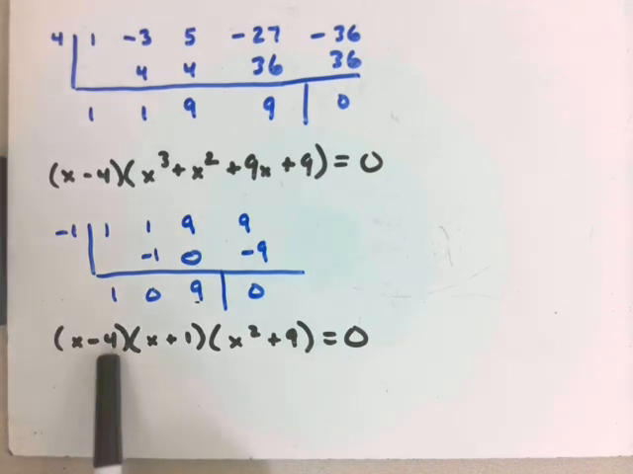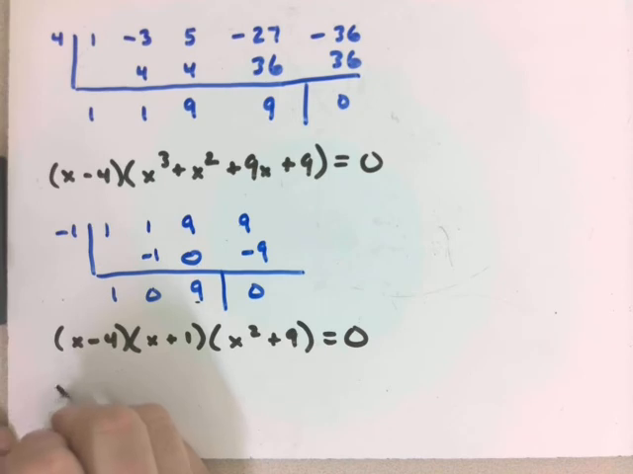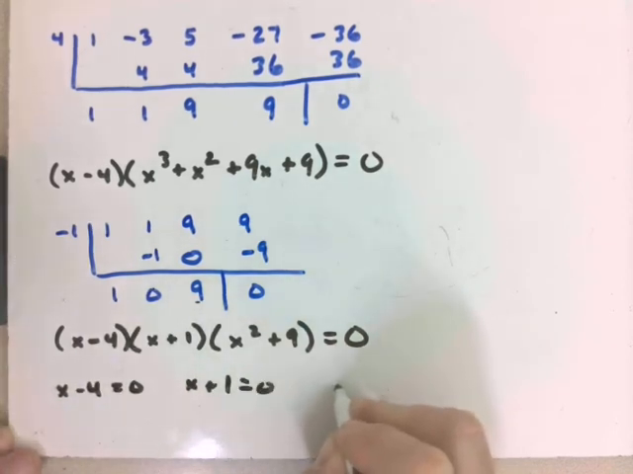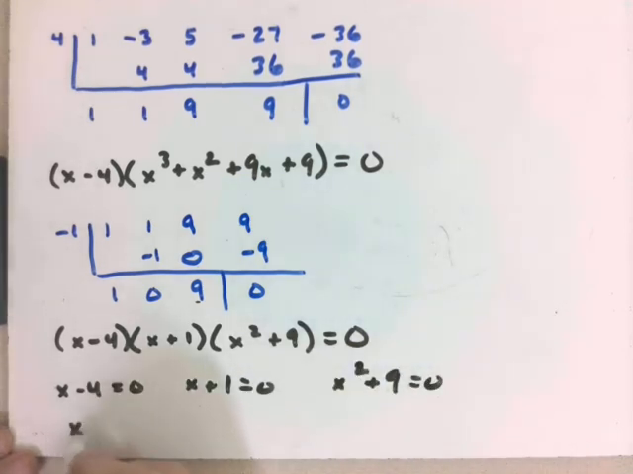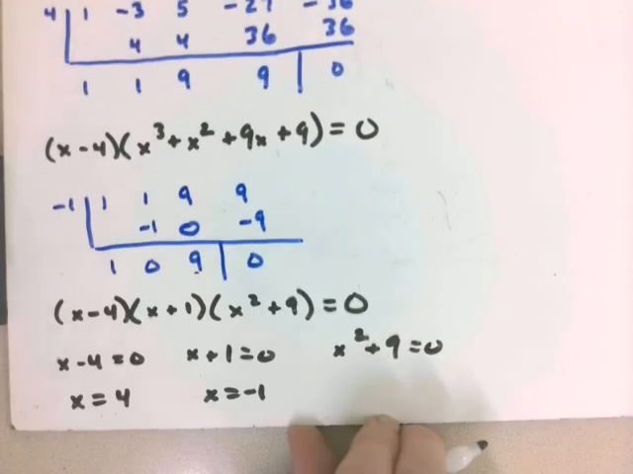Otherwise, we have 3 things being multiplied together that equals 0. We've already gotten our solution from this set of parentheses and this one, but what we can do is just set that last set of parentheses equal to 0. So technically, what we would be doing is x minus 4 equals 0, x plus 1 equals 0, and x squared plus 9 equals 0. But we already have our solution of 4, and we have our solution of -1. We got those solutions from those 2 synthetic divisions that we did up above. Those are not repeated solutions. Those are ones we've already found.